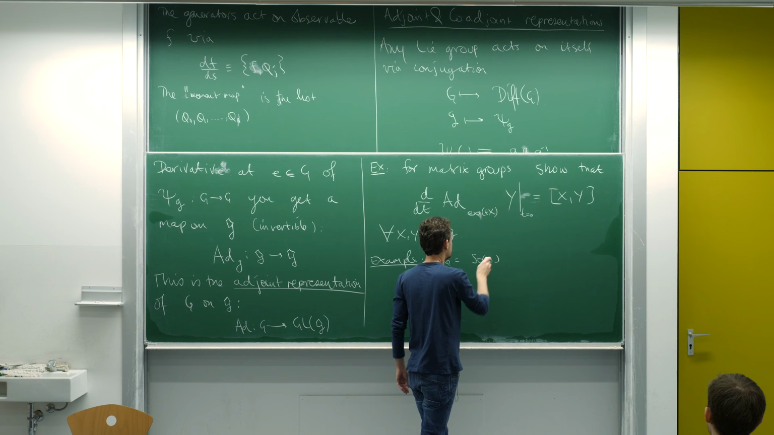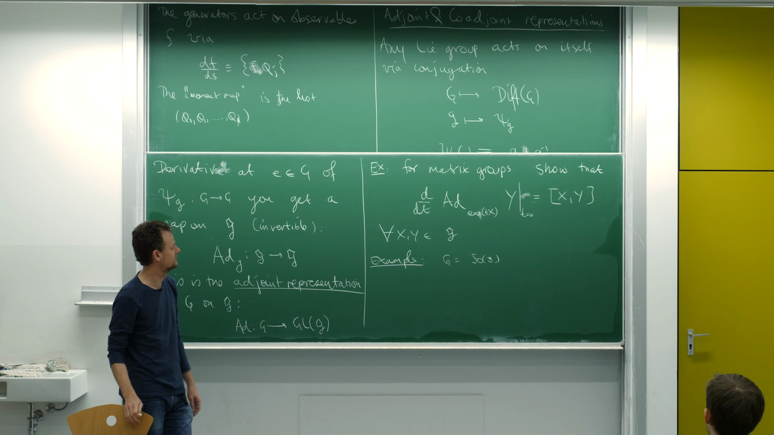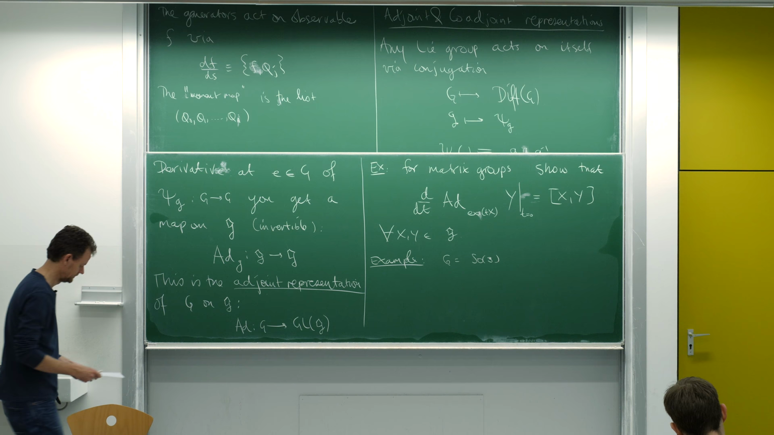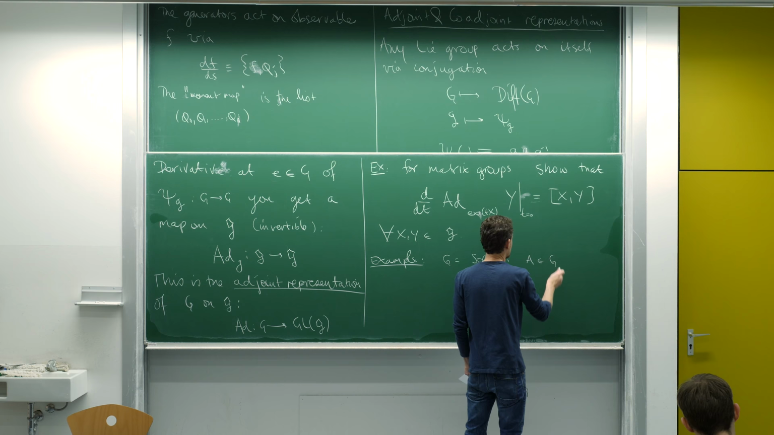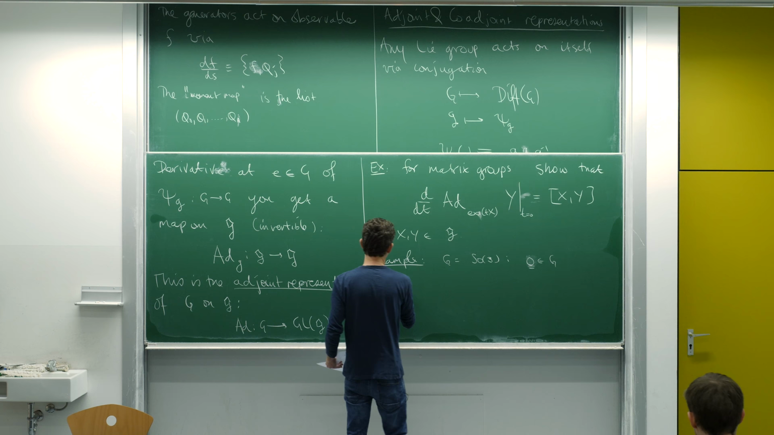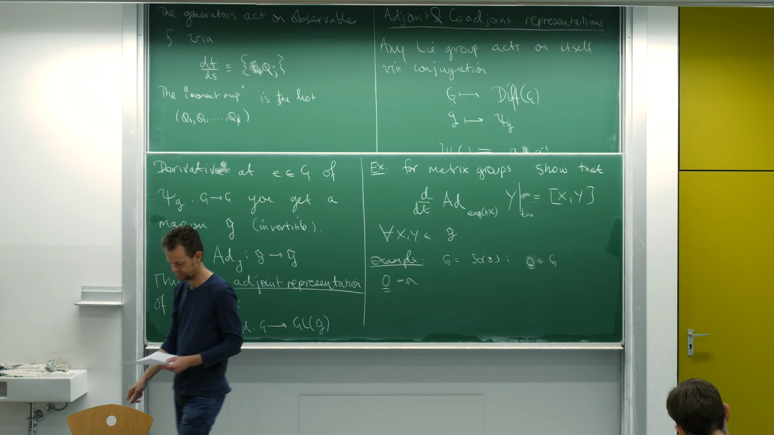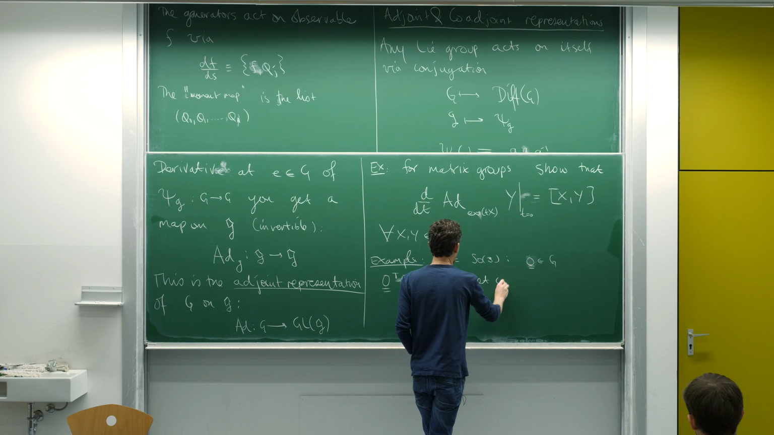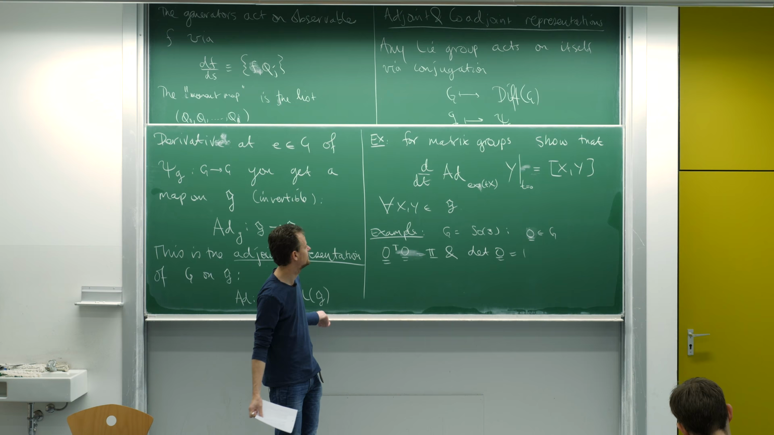So one group that's very interesting to look at in the context of classical mechanics is the rotation group, SO3. And elements of SO3, well, what are they? They're symmetric 3x3 matrices. Write it as O. An element of SO3 is a 3x3 matrix that's orthogonal and it has a determinant equal to 1.